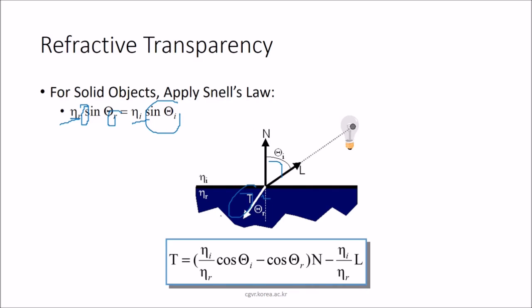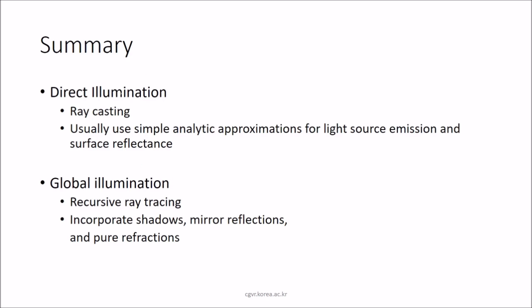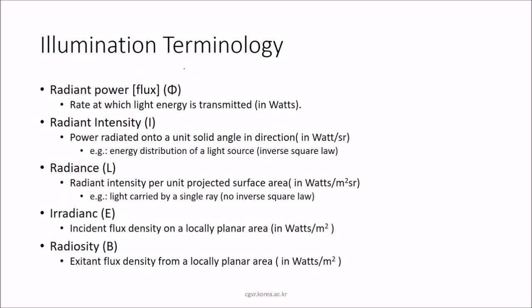So now T is given by (eta_I over eta_R cos theta_I minus cos theta_R) times N, this normal, minus eta_I over eta_R times L. This is the light. Eta_I is the refractive index of this region, and eta_R is that of this medium. For direct illumination, we use ray casting, and usually we use a simple analytical approximation for light source emission and surface reflection. While in global illumination, we use recursive ray tracing. We incorporate the shadows, the mirror reflections, and the pure refractions. Now this is the illumination terminology.